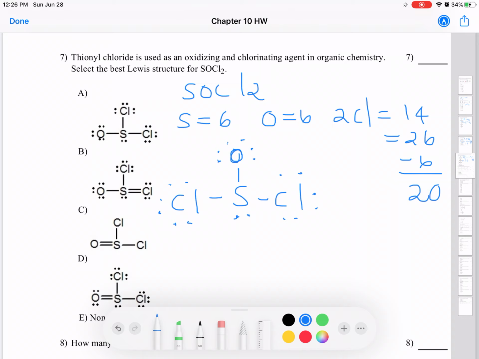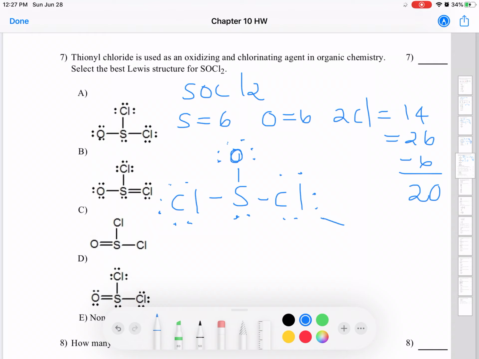Now what happened? We distributed all the electrons. Chlorine has 8, oxygen also has 8. What about sulfur? Sulfur has 2, 4, 6, 8. Sulfur also has 8 electrons. Now in this one, we can consider the formal charges. If you look at the formal charges, we want to make sure that all the atoms have minimum formal charge. Now remember how to calculate the formal charge.